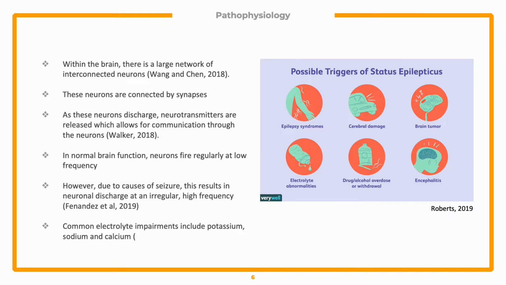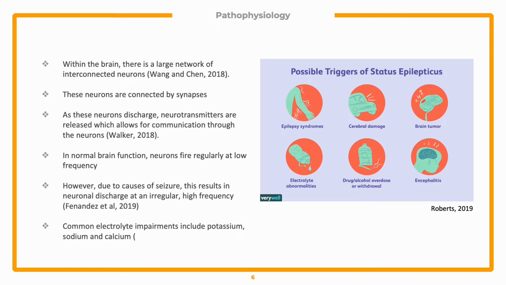The term status epilepticus may refer to all kinds of seizures, such as non-convulsive, convulsive, which we're covering, myoclonic, or focal. Convulsive status epilepticus is defined as generalized tonic-clonic movement and impaired mental status. Within the brain, there is a large interconnected complex network of neurons. Each of these neurons is linked to hundreds of other neurons. These are connected via synapses.